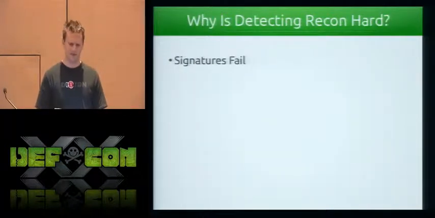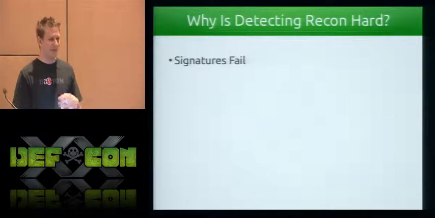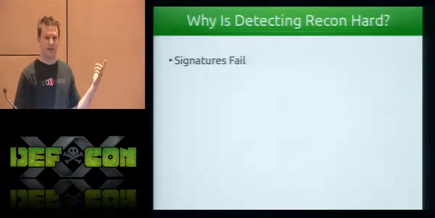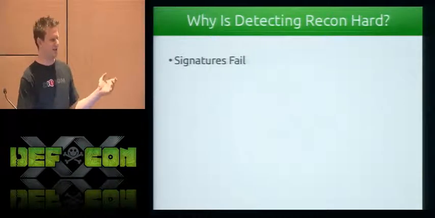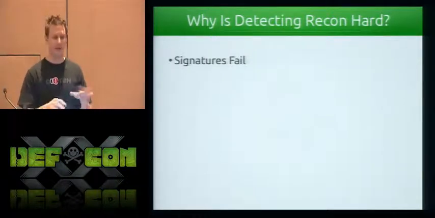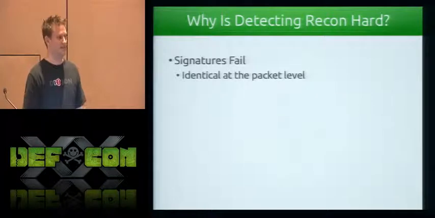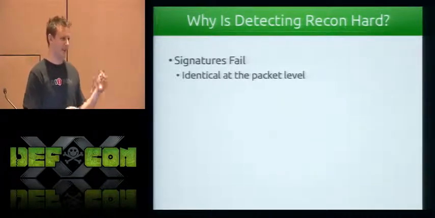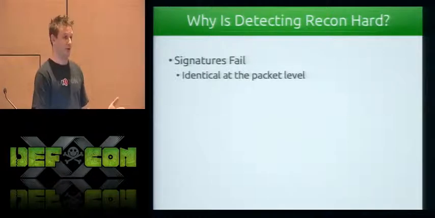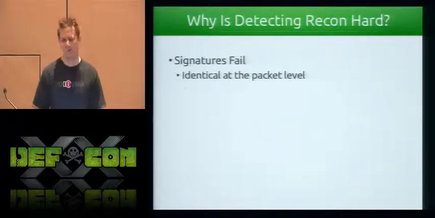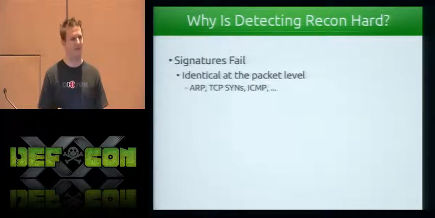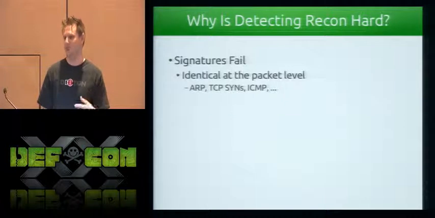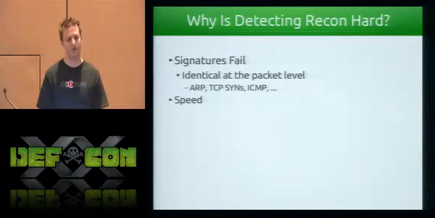So why is detecting reconnaissance hard? I think one of the major reasons is that signatures completely fail, right? If you think back to what I just talked about, how you perform reconnaissance, it's all identical at the packet level. So you do a TCP SYN, and TCP SYNs happen all the time. You can't put a firewall signature on that, or you could maybe, but you'd just be inundated with false positives. ARP, TCP SYNs, ICMP, all this stuff is just the normal workings of networks. That's just how TCP/IP works. You can't just put a firewall signature rule on that stuff.